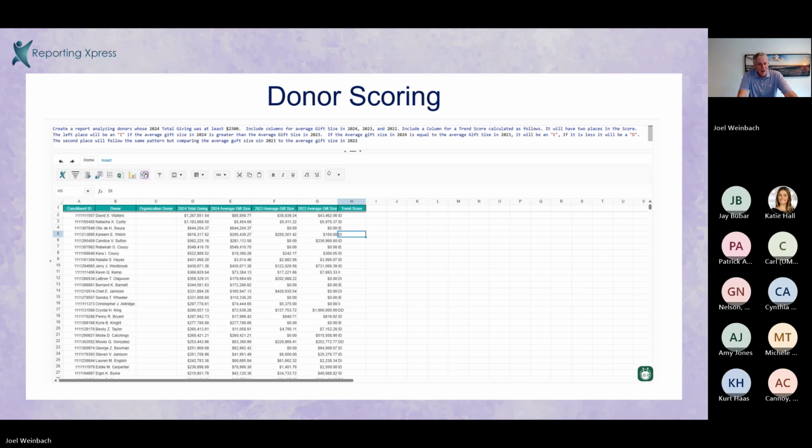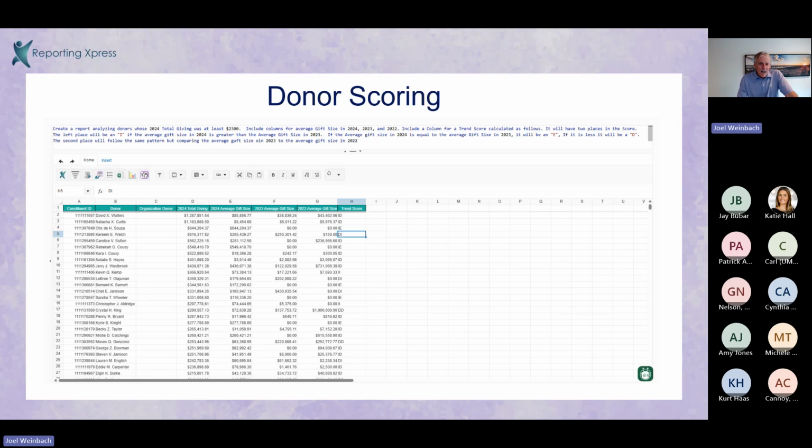I basically look at total giving in 2024 and 2023 by donor. And I'm going to assign either an I, a D, or an E to 2 places in a score. The first place on the right is the 2022 to 2023 segment. So what happened there?